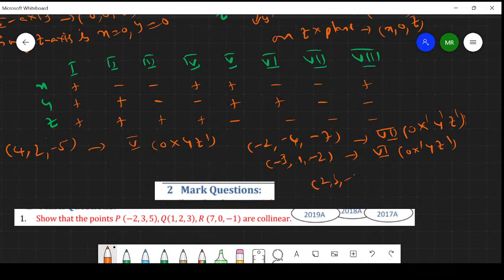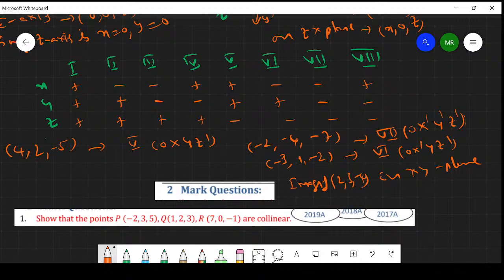The given point is 2, 3, minus 4. What is the image of this point in the xy plane? They will ask the image of this point in the xy plane. Just remember, image of 2, 3, minus 4 in xy plane. In the xy plane, x is x, y is y, and z changes sign.